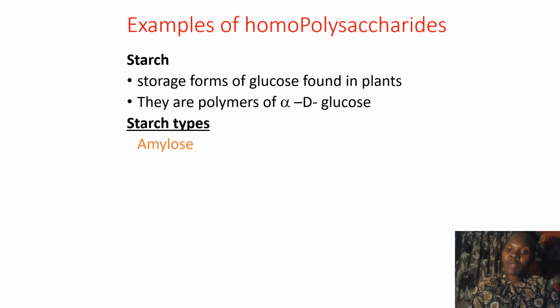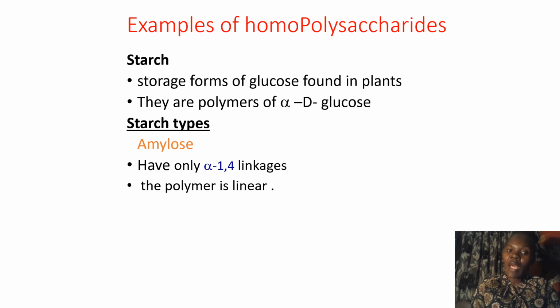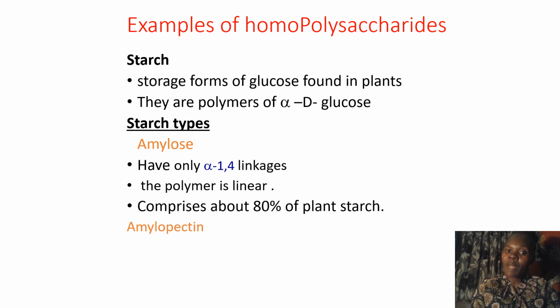Based on the classification of starch, starch will exist in two forms. It's either amylose or amylopectin. Amylose is the linear part. If we talk about the linear one, it means it doesn't have branches. It only has the alpha 1,4 glycosidic linkage. So we are talking about an alpha D glucose.